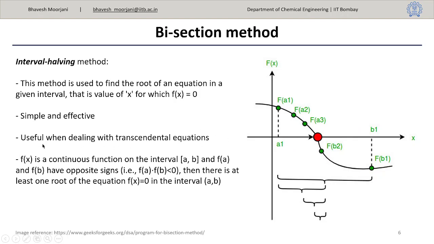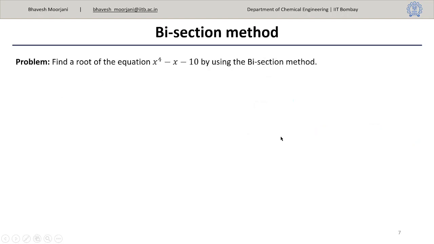It's also useful when you are dealing with transcendental equations, right? The first assumption is that f(x) is a continuous function on the interval a1 to b1, where the function values at a and b have opposite signs. So one value will be positive, another value will be negative. It could be reversed also, that f(a1) is negative and f(b1) is positive. Basically this condition means that f(a) times f(b) is less than 0, so there will be at least one root in this interval, okay?